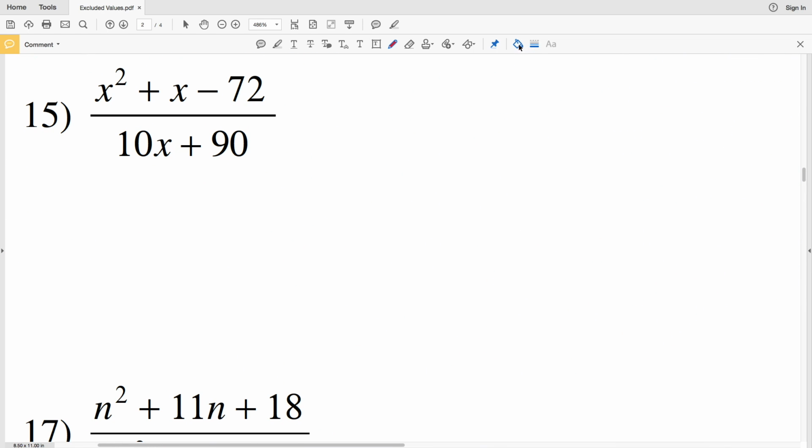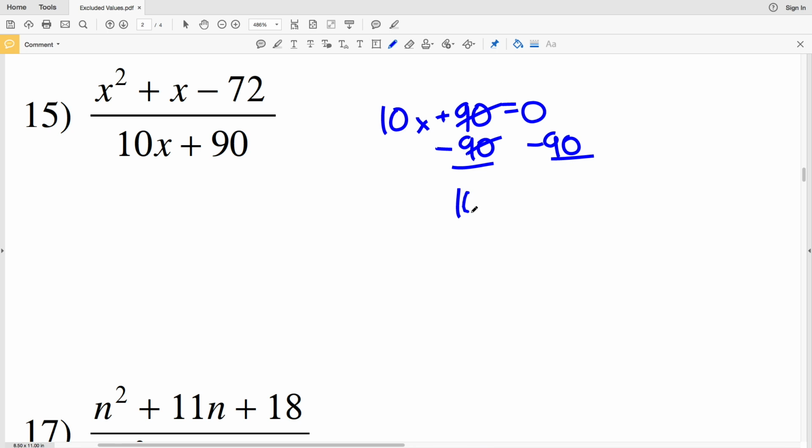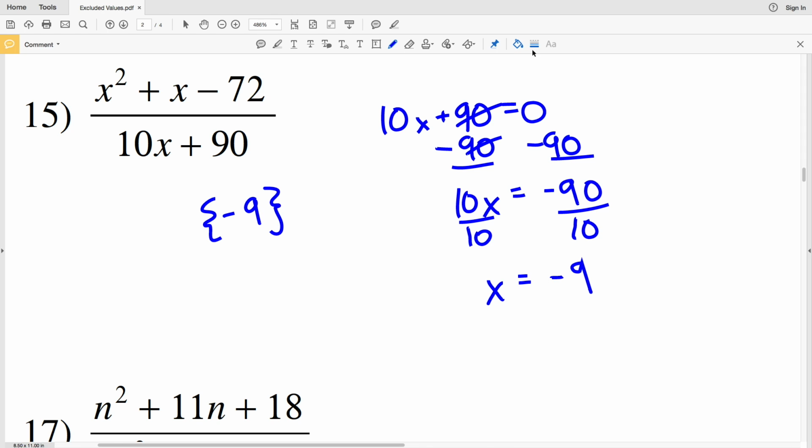In number 15, we're looking at the quantity 10x plus 90. 10x plus 90 is in our denominator, and when that's equal to 0, we will be able to solve for our excluded value for x. So I'll start by subtracting 90 from both sides. That'll leave me with 10x on the left-hand side of my equation, and that's going to be equal to negative 90. Finally, I'll divide by 10 and then simplify. X equals negative 90 divided by 10, which is a negative 9. Therefore, in number 15, our excluded value is negative 9.